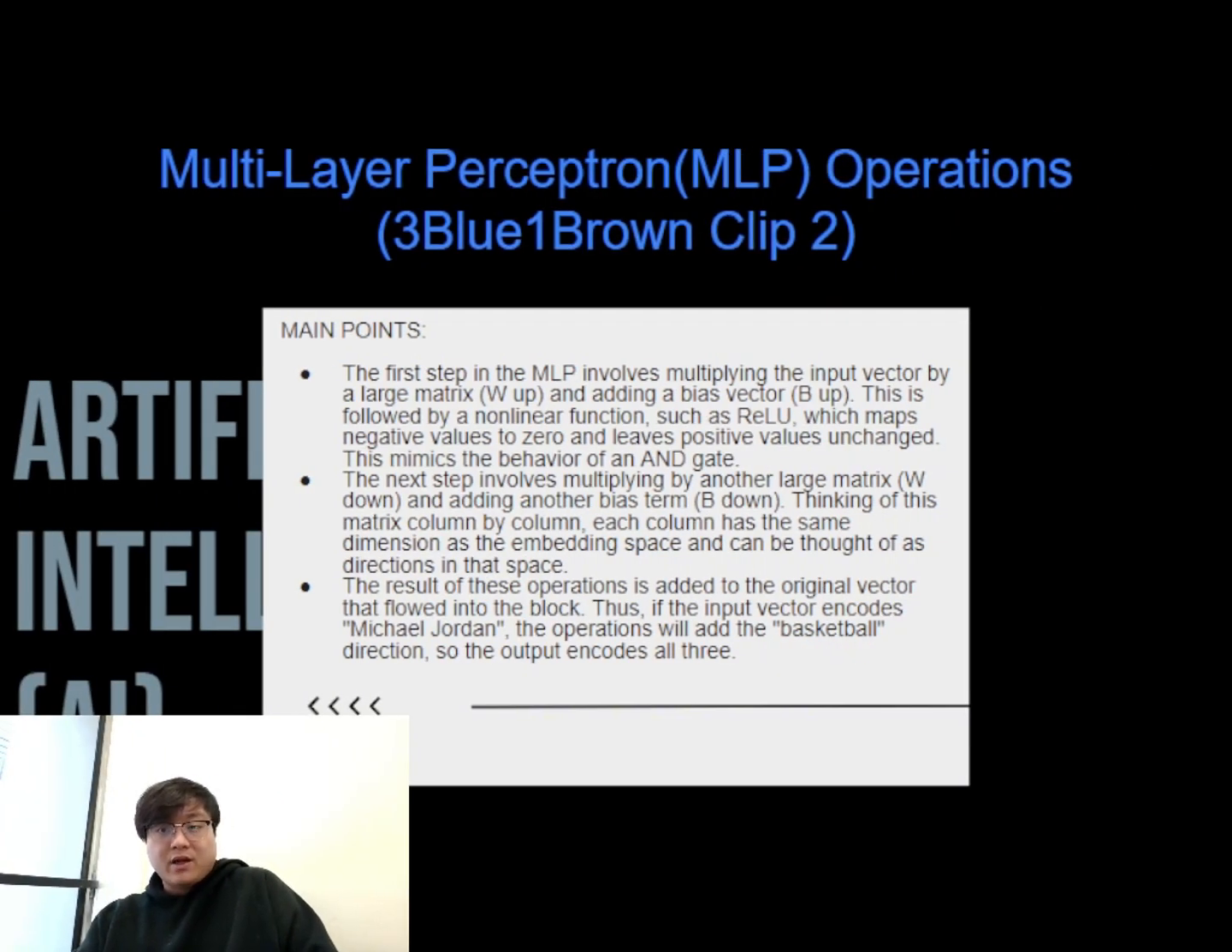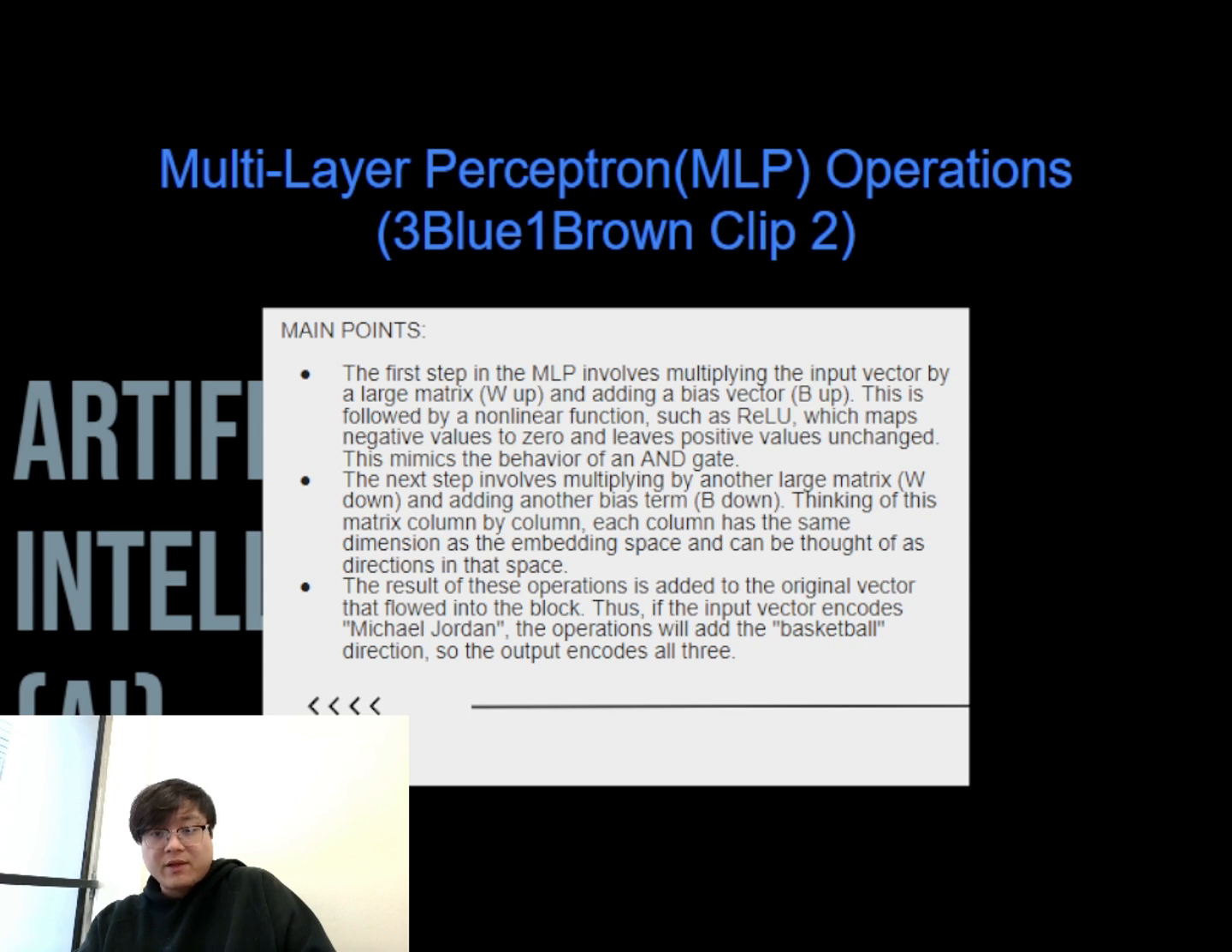Multi-layer perceptrons, or MLPs, are a core part of neural networks responsible for processing and transforming information. Let's break down how they work. The first step involves multiplying the input vector by a large matrix known as W up, and adding a bias vector, B. This is followed by a nonlinear activation function such as ReLU, which sets negative values to zero while keeping positive values unchanged, similar to how an AND gate works in logic circuits.